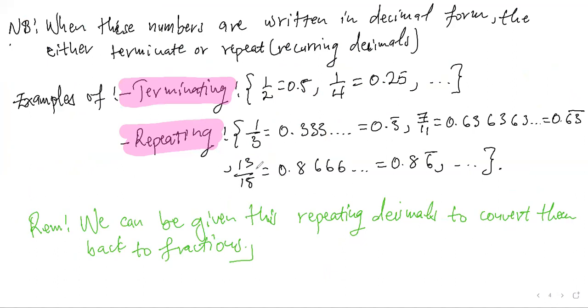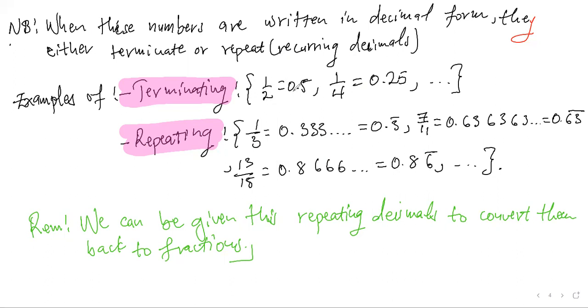So then we have some important note. When these numbers are written in decimal form, they either terminate or repeat, or they recur. Repeat is simply the same as recur. So what is to terminate? To terminate is to stop, and to repeat means that something is recurring or in a cycle form. It is coming again, going, coming, going, just like that. So terminating numbers, we have 1/2, or terminating fractions.